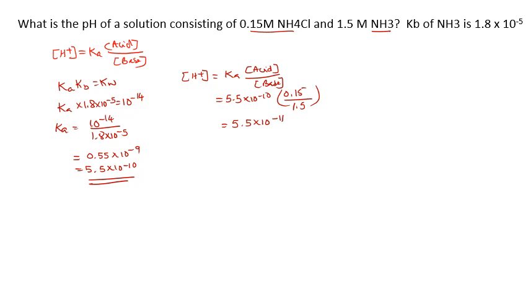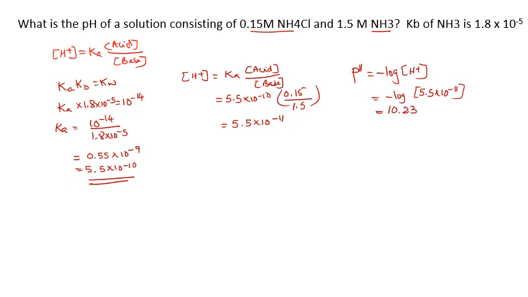When you simplify, you can see that 0.15 divided by 1.5 will be 0.1, and 0.1 is 10 to the power negative 1. So 10 to the power negative 10 times 10 to the power negative 1 will be 10 to the power negative 11. After getting H plus concentration, we can find the pH. pH equals negative log hydrogen ion concentration. So negative log of the hydrogen ion concentration, we got as 5.5 times 10 to the power negative 11. So that will be 10.23.